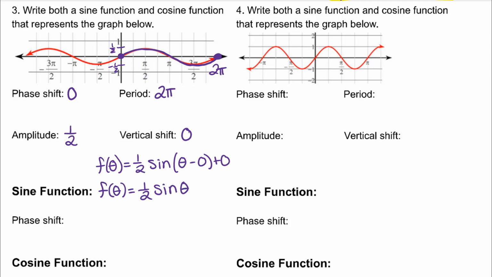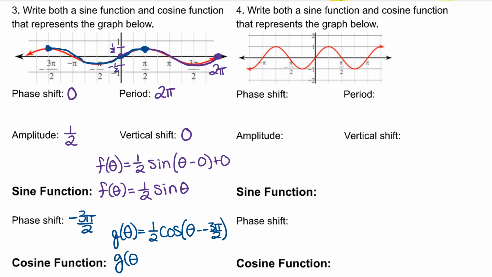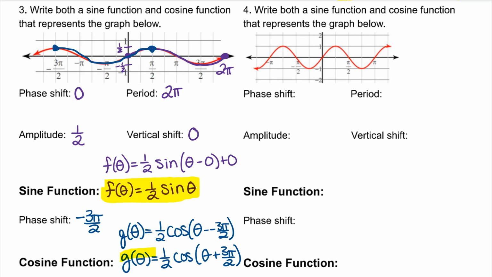If we are going to represent the graph as cosine, the only thing to change would be the phase shift. The period, the amplitude, and the vertical shift remain the same as we found before. I used negative 3 pi halves as the phase shift, but just like in number 2, you could use positive pi halves. g of theta is equal to 1/2 cosine of theta plus 3 pi halves.